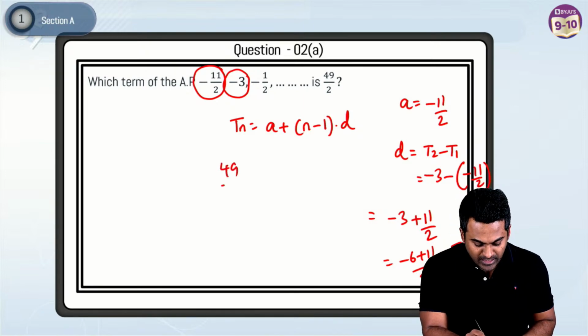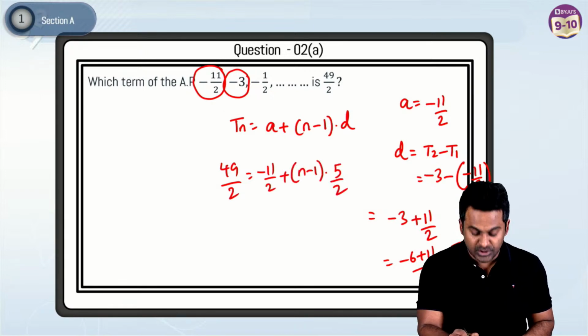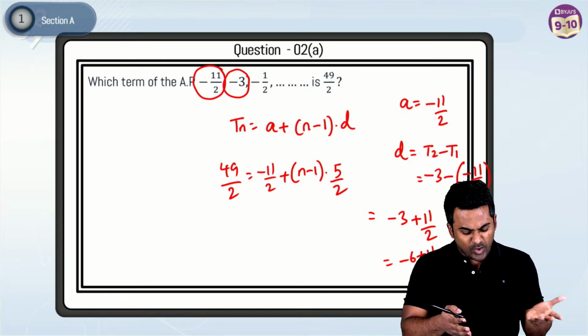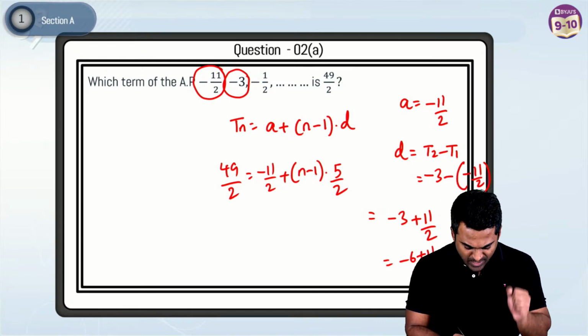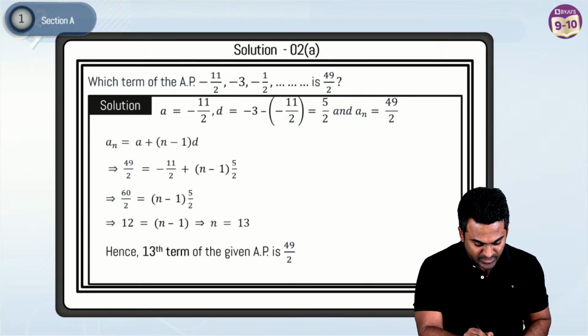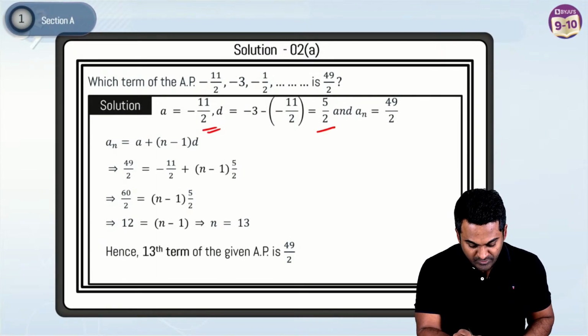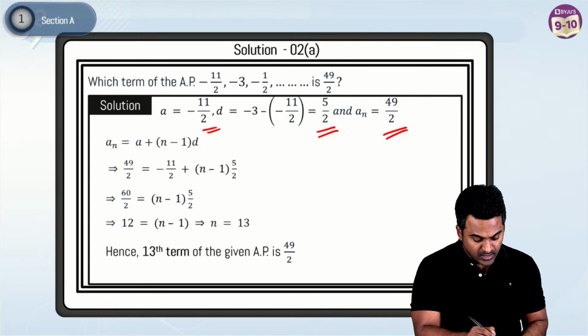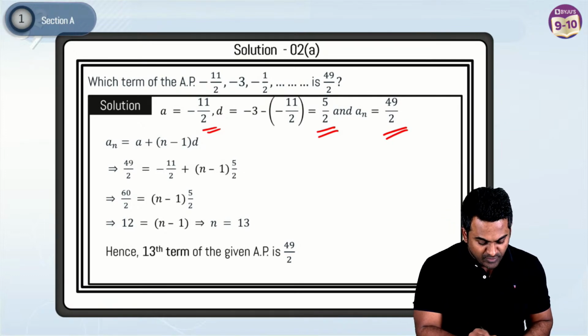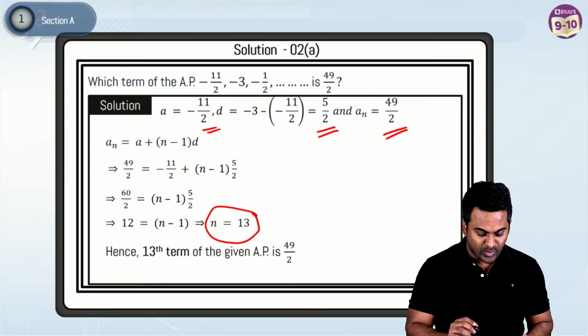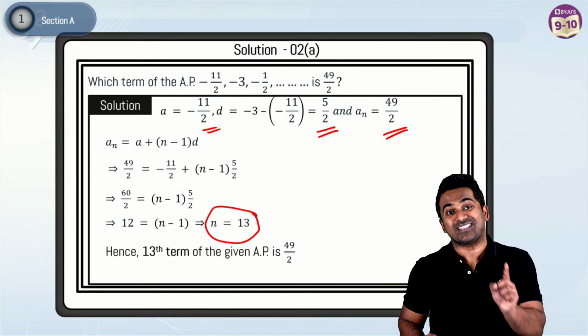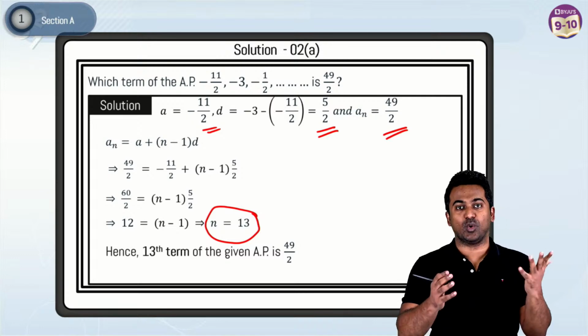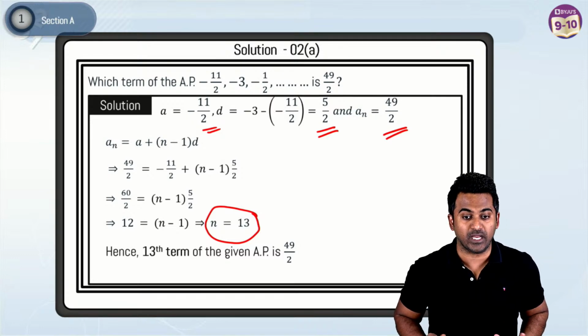Tn here is 49 by 2. This is equal to minus 11 by 2 plus n minus 1 multiplied with the common difference, which is 5 divided by 2. And from then on, it is a simple simplification. I will go ahead and show you the solution for it. As you can see here, A is this. Common difference is 5 by 2. Nth term is given to you. Substitute this in the formula for the nth term. Calculate this carefully. And after simplification, the n value will come around as equal to 13. So it's going to be the 13th term, which is going to be equal to 49 divided by 2.